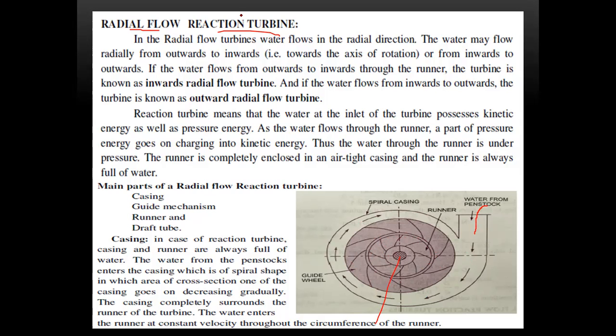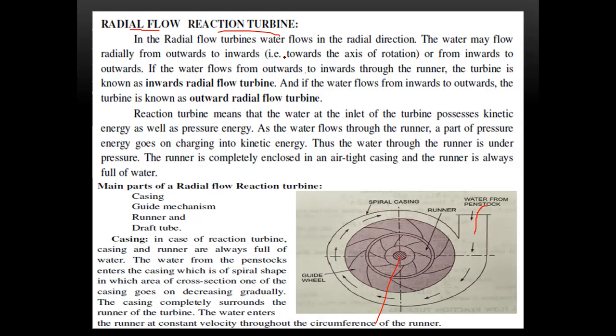In radial flow turbines, the water flows in a radial direction. By the name itself, it is saying that in a radial flow turbine, the water is flowing in a radial direction. The water may flow radially from outwards to inwards. So you read all this personally.